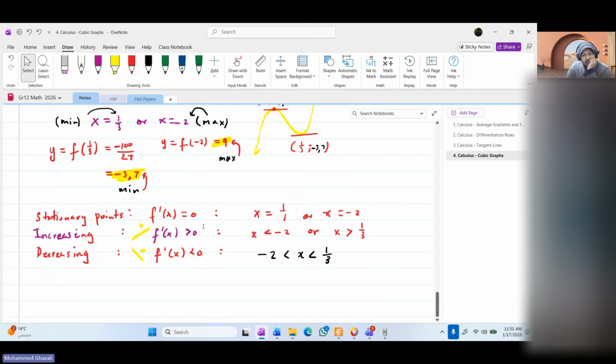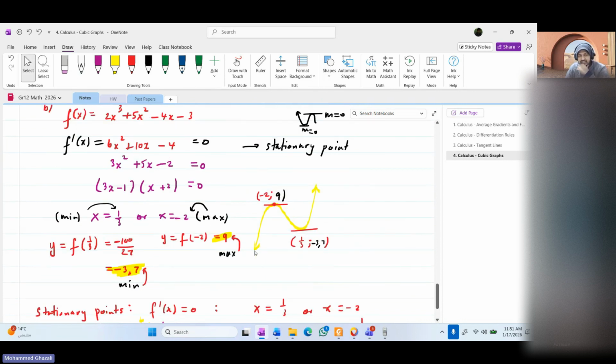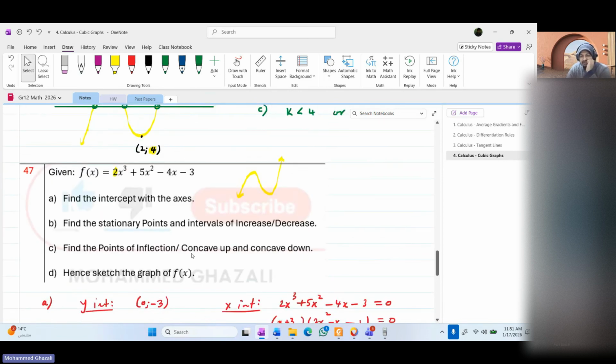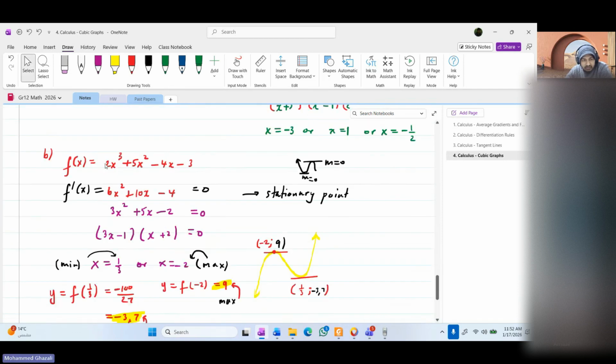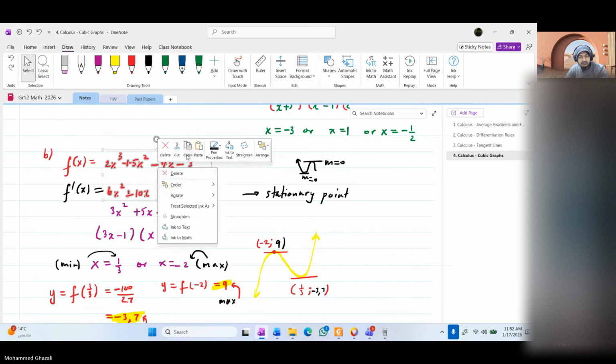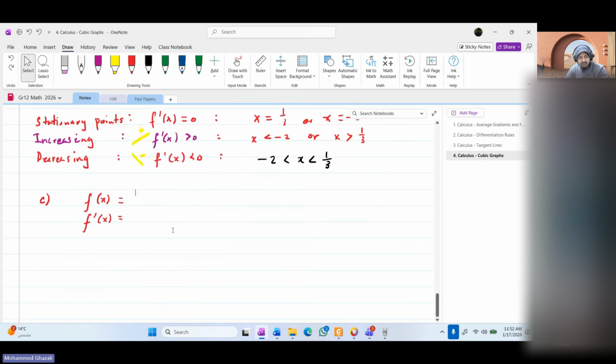Now, remember, we need to use all these key points. We kind of already sketched the graph. There's a graph here. All we need to do is just put in the x-intercepts, right? So find the points of inflection, concave up and concave down, and hence sketch the graph of f of x. Let's find the points of inflection. So we had f of x, and we had f prime x. So we had both these two things. Now we need to find the double derivative.